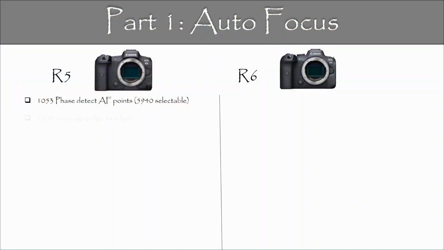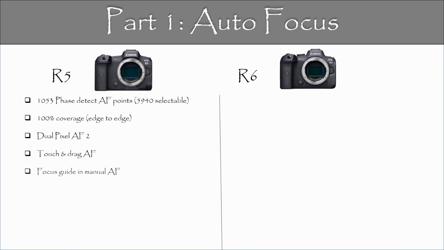So the R5 has an incredible autofocus system built within it. It has 1053 phase detect AF points, it has 100% coverage from edge to edge, it has the Dual Pixel AF2, a renowned autofocus system made by Canon, which is one of the best out there. It also has touch and drag AF and focus guide in manual AF.